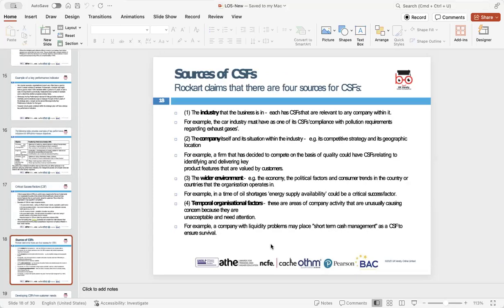Success of CSF, critical success factors. Several factors influence the development of critical success factors.